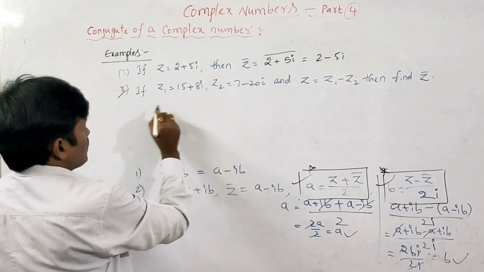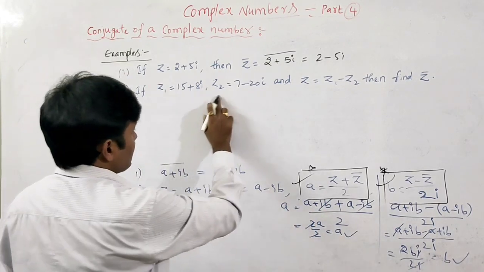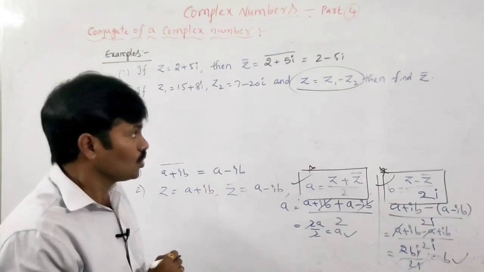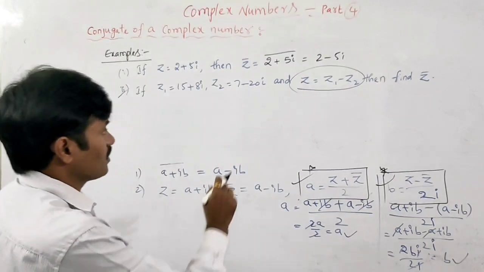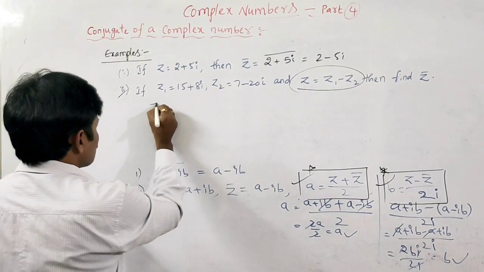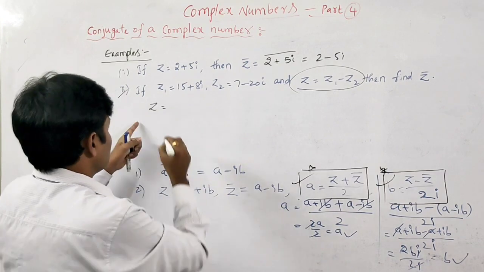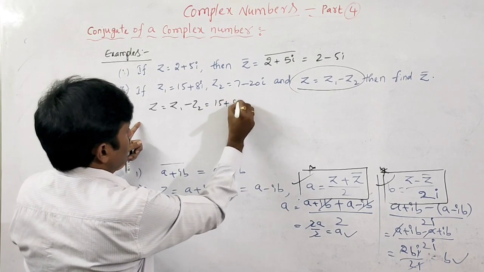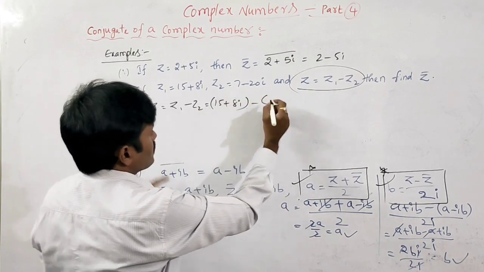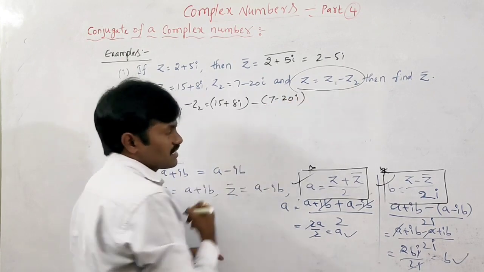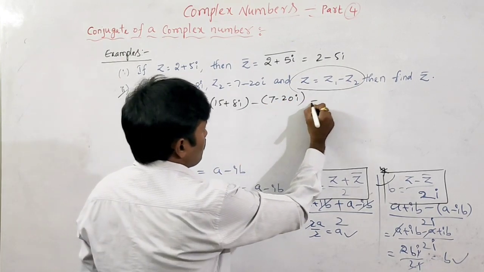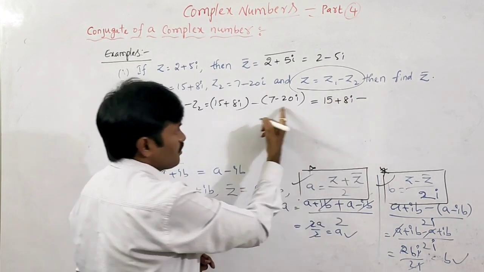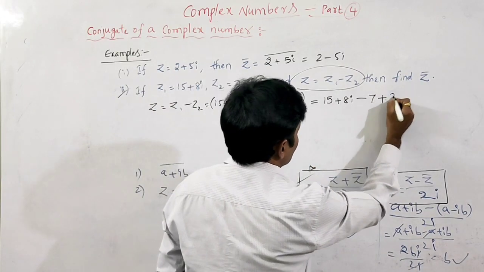Now come to the second one. If z1 is equal to 15 plus 8i and z2 is equal to 7 minus 20i, and z is given as z1 minus z2, then find its conjugate, that means the conjugate of z. First I am finding the value of z, that is the difference of these two complex numbers. First one is 15 plus 8i minus z2, 7 minus 20i. Remove the brackets, then it becomes 15 plus 8i, minus, before the bracket there is a minus sign, so minus 7 plus 20i.